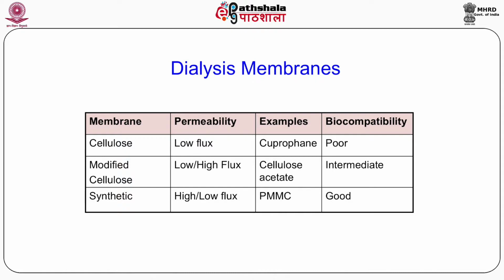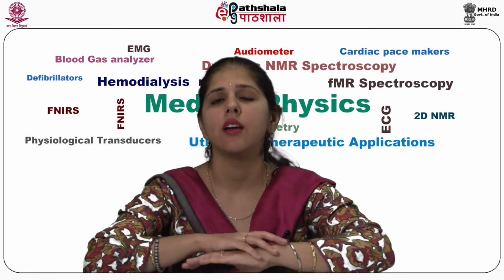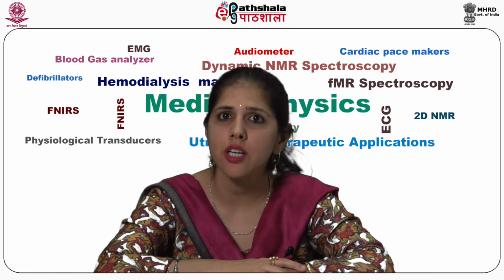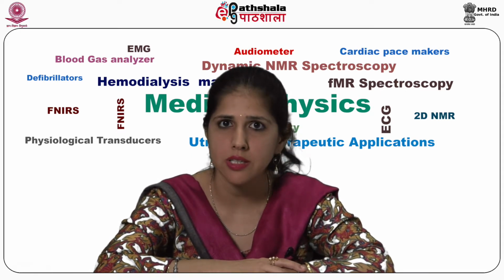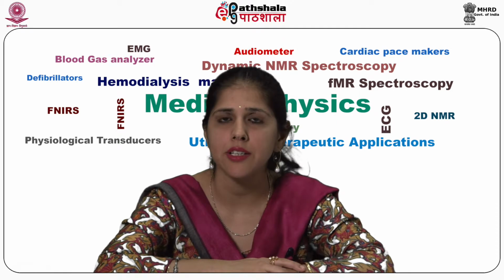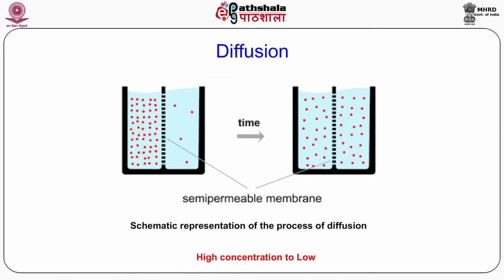So we prefer the newer synthetic membranes for the process of hemodialysis because they are high flux membranes and they are biocompatible. Now we will be discussing the third concept that we need to understand for the process of hemodialysis, that is the process of diffusion. As the figure in front of you depicts, there are two compartments seen, one with a higher concentration and the other with a lower concentration. So diffusion is nothing but the movement of molecules from the area of high concentration to an area of low concentration till an equilibrium is reached.